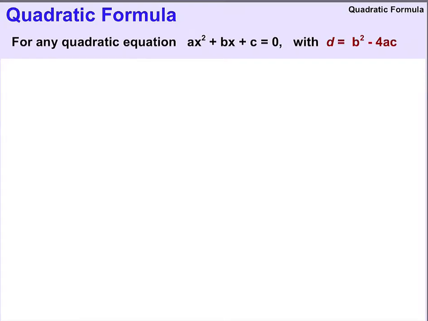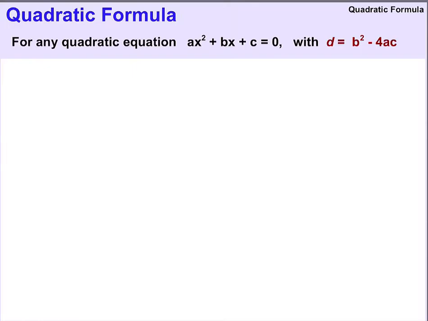In our last two lessons, we learned how to solve quadratic equations. We learned first that the easiest way to do it is by factoring. The problem with factoring is that you can only do it if you can factor the quadratic once it's equal to 0. That doesn't happen all the time.